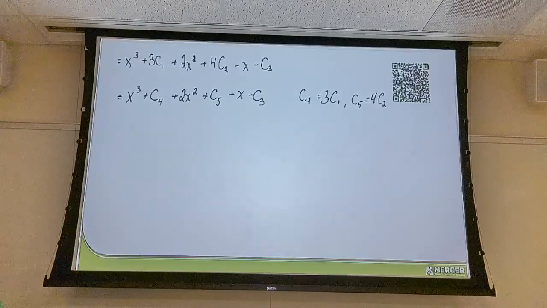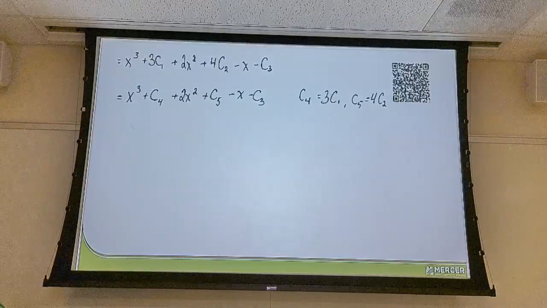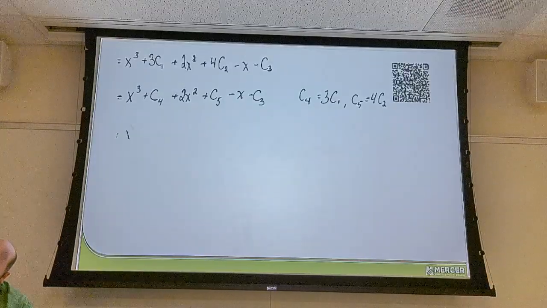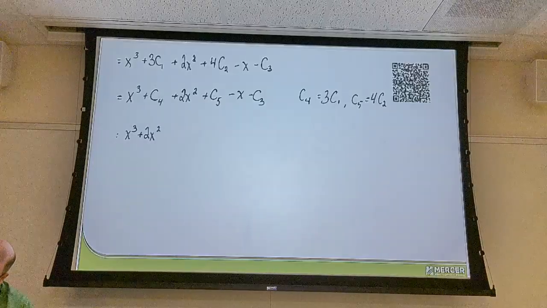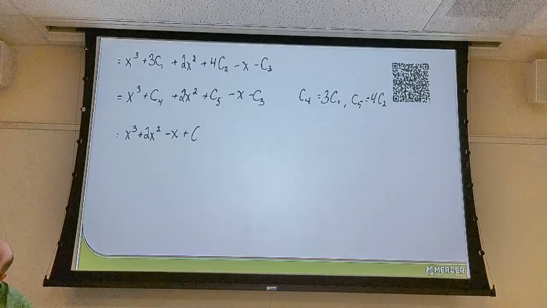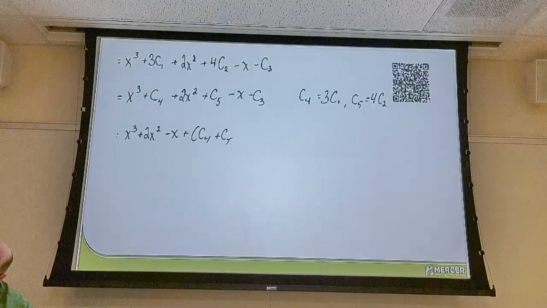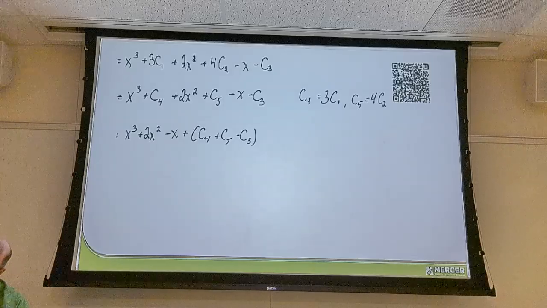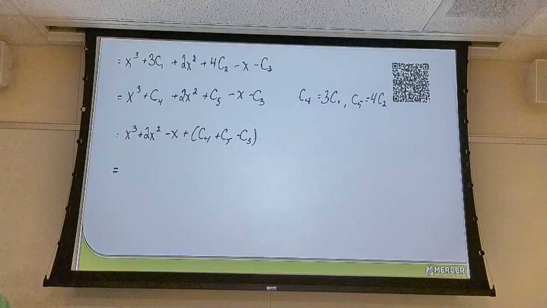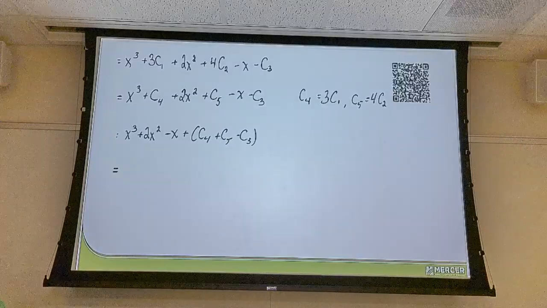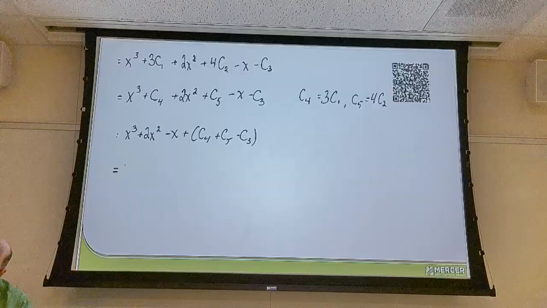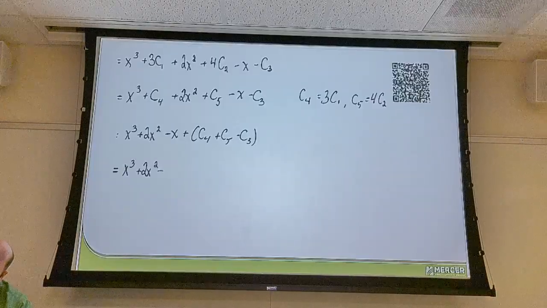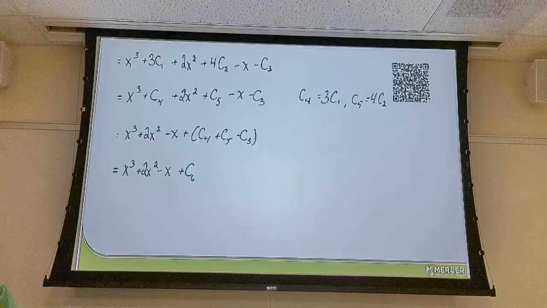Isn't addition commutative and associative? So we can group it however we want, right? So I can do that, right? Oh. What's a constant plus a constant? What's a constant minus a constant? A constant. Isn't that whole thing just a constant? Call it C6. Or actually, let's just call it C.